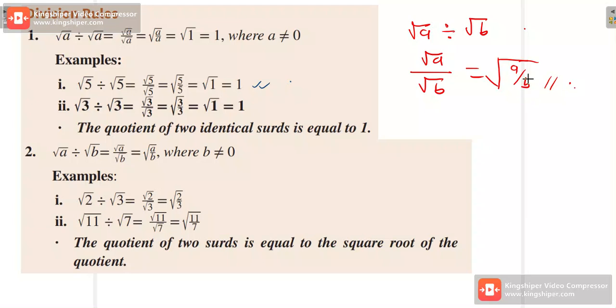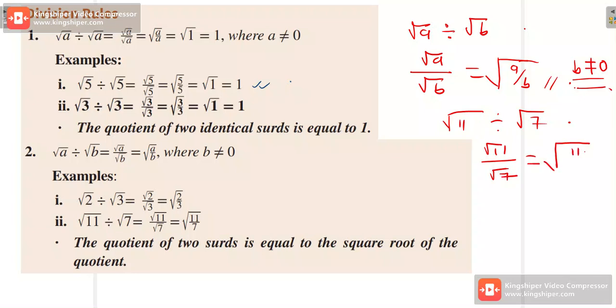But remember that b shouldn't be 0. B must not be equal to 0, because any number divided by 0 is undefined. Let's get that clear. We can pick an example to be root of 11 divided by root of 7. That is the same as the square root of 11 over 7, and that is the final answer.